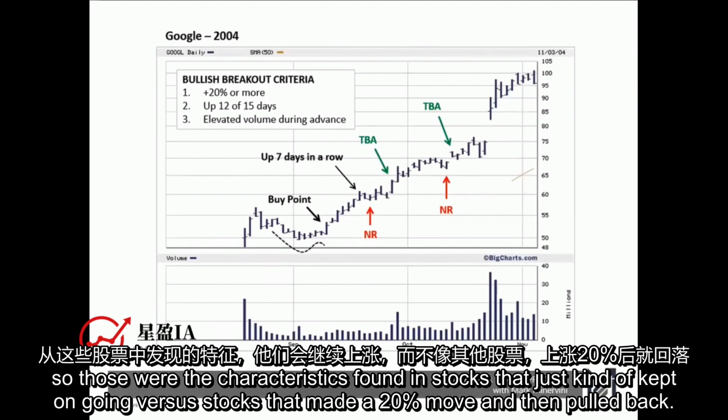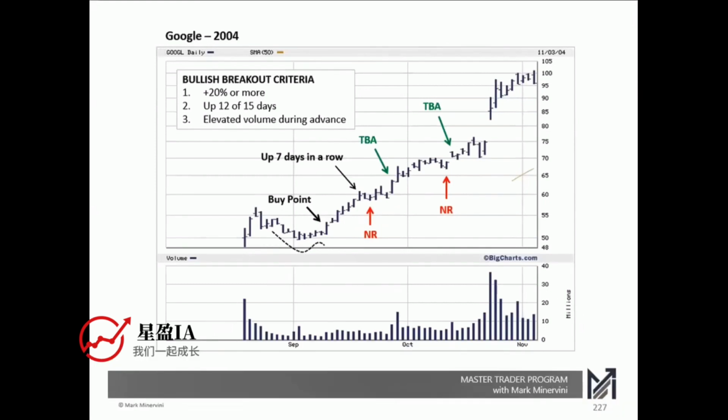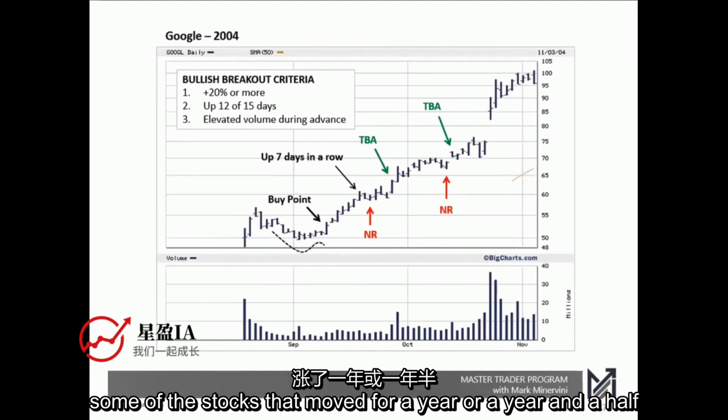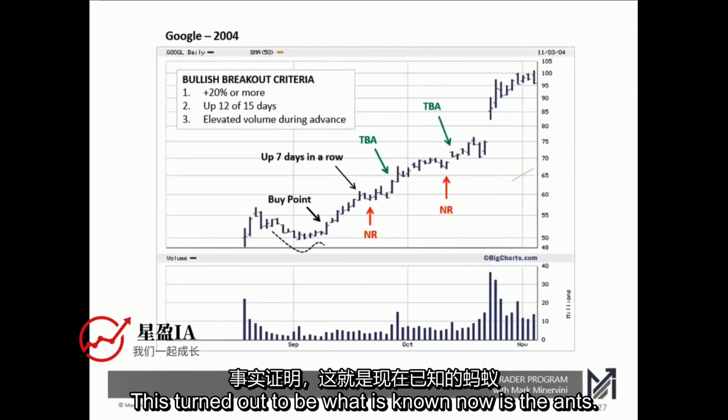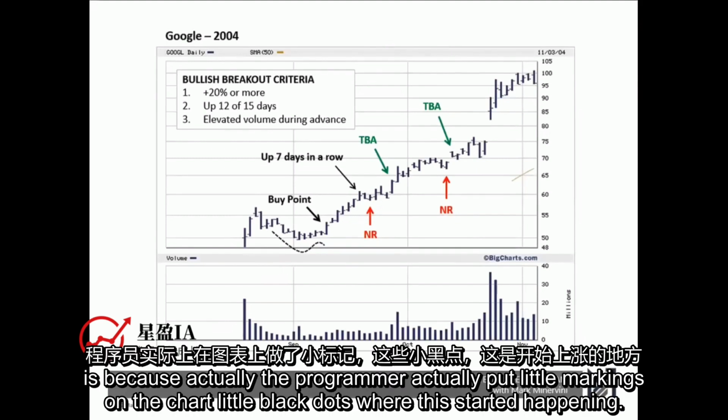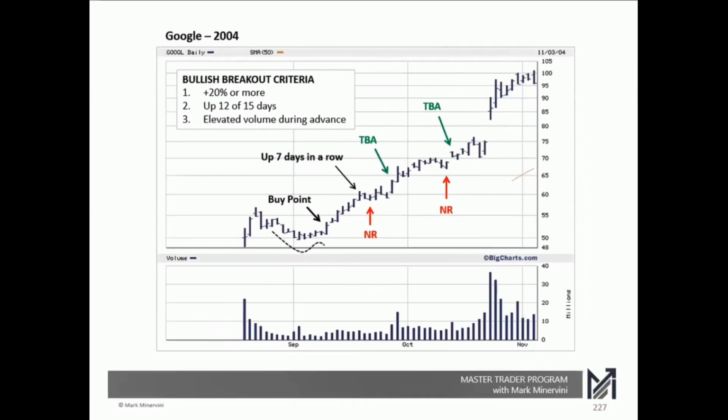Those were the characteristics found in stocks that kept on going, versus stocks that made a 20% move and then pulled back. These things kept on going higher. Yes, eventually they build bases, but they turned out to be some of the stocks that moved for a year and a half or more. And this, Dave, turned out to be what is now known as the ants. The reason we called it ants is because the programmer put little black dots on the chart where this started happening.